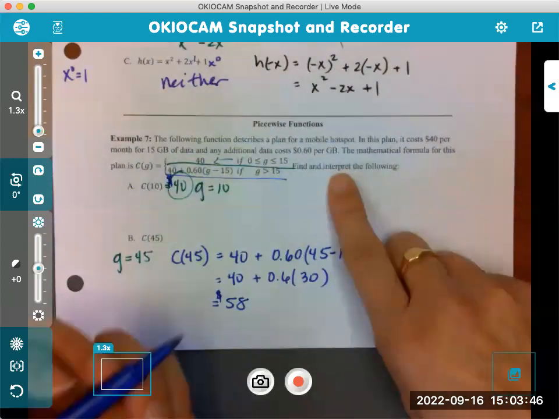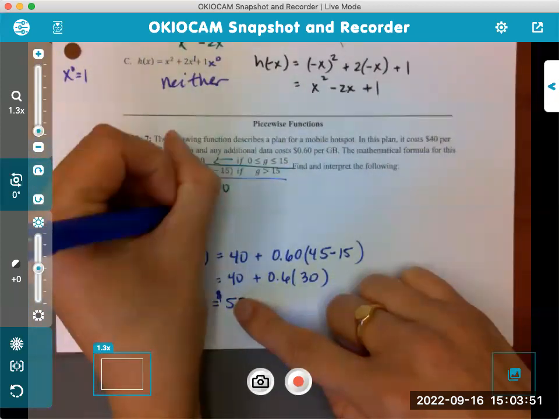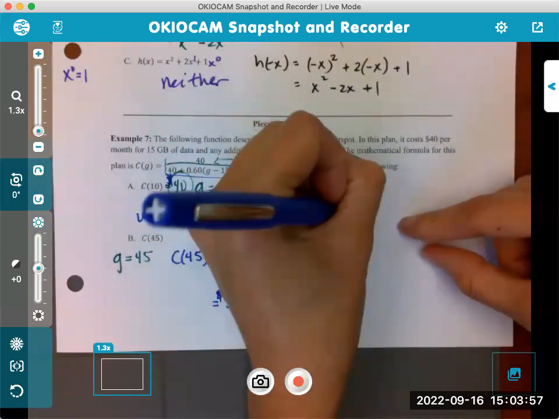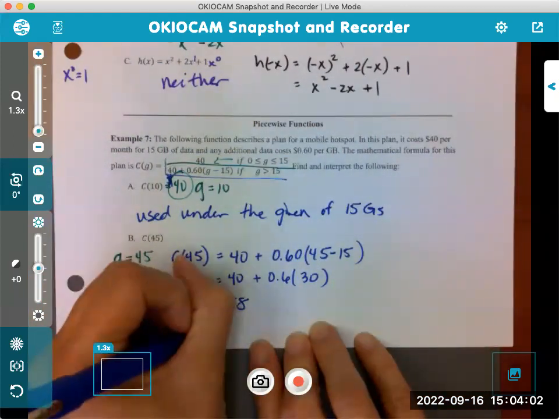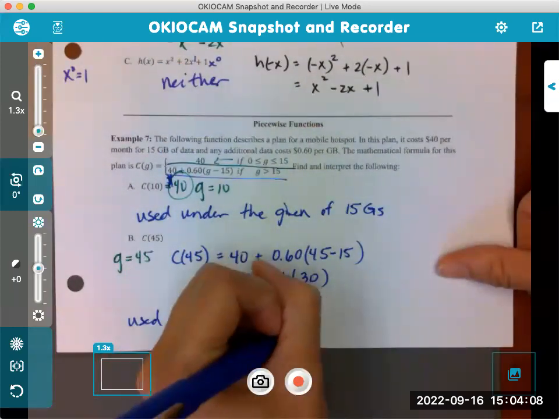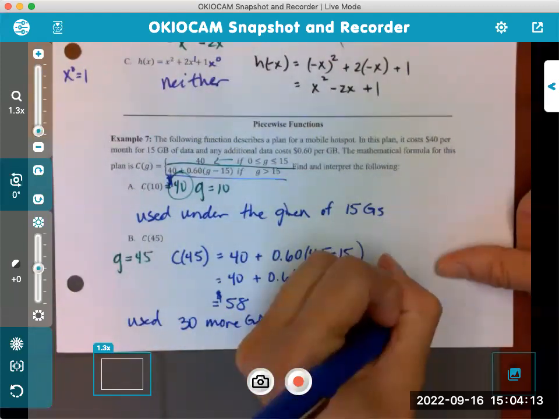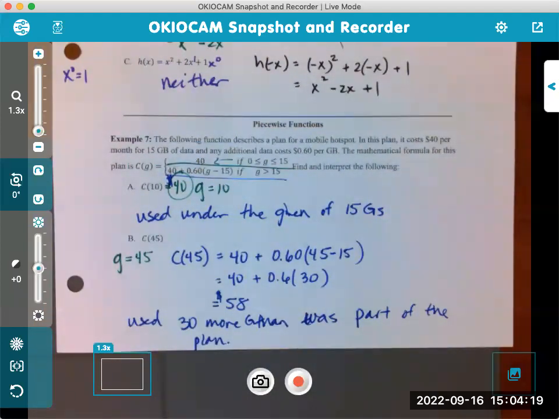Okay, interpret the following. Sorry, so for A, we used under the given plan amount of 15 gigs. Here we used 30 more gigs than was part of the plan. There we go. Just something to that extent, right? It doesn't have to be exactly this, but as long as you understand the situation, you are good to go.